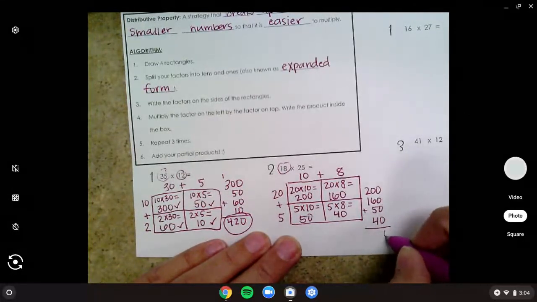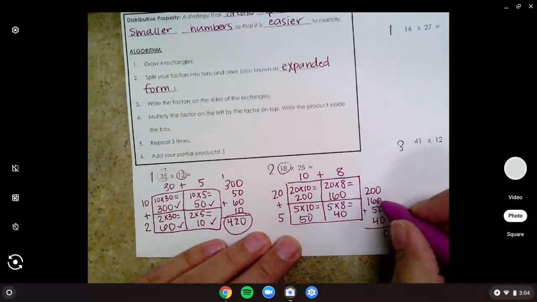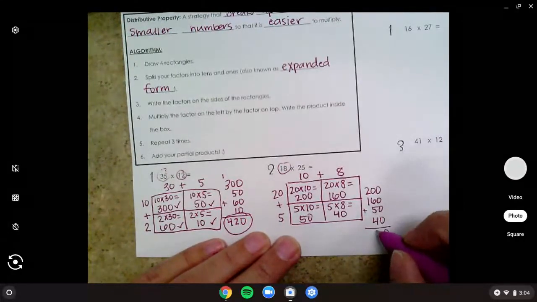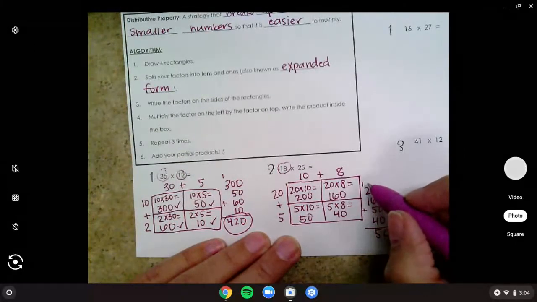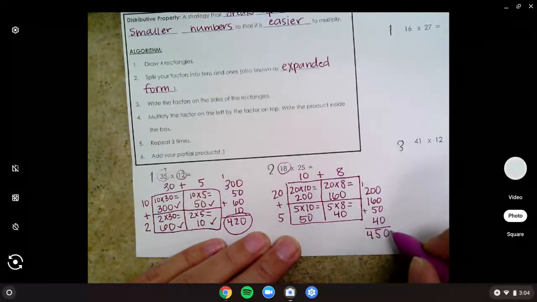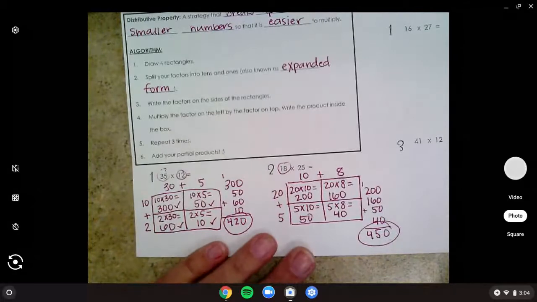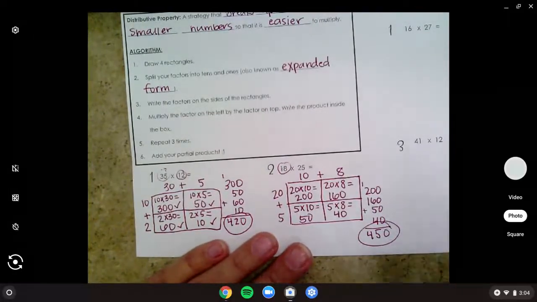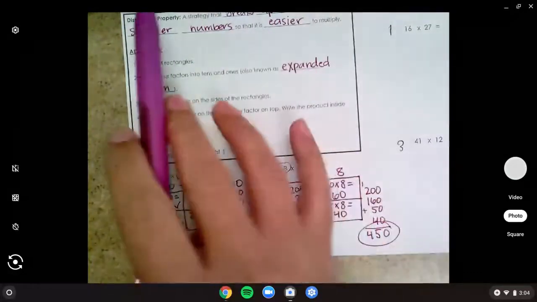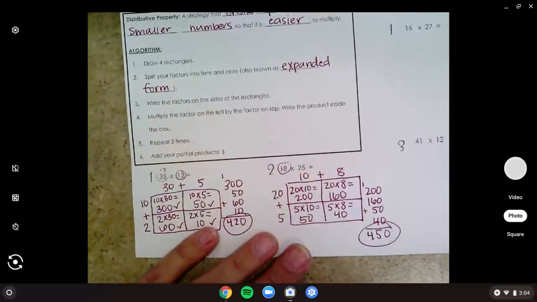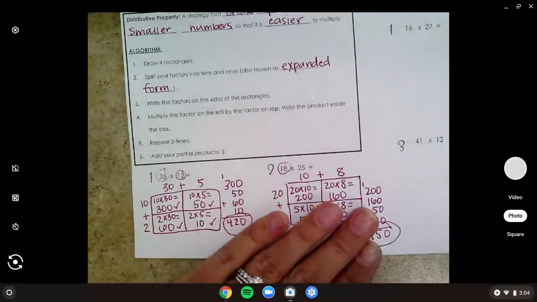Add them up. 6 plus 5 plus 4, well, 6 plus 4 makes 10, and 5 more is 15. Then I've got 2, 3, 4. My answer should be 450, because we found our 4 partial products by using expanded form, that distributive property. We break it up into smaller numbers.